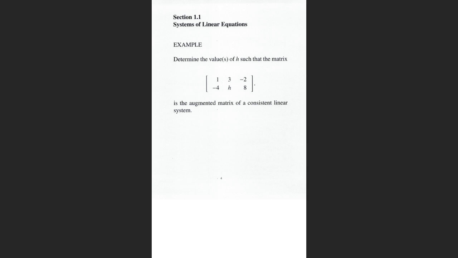Okay, all right, well, let's take a look here. Now, this is a similar type problem. We're given an augmented matrix here, and we want to determine the values of h such that this augmented matrix is for a consistent linear system. That means there's a solution to the system. So what do you think we would do? What do you think we need to do for this problem in order to solve the mystery?